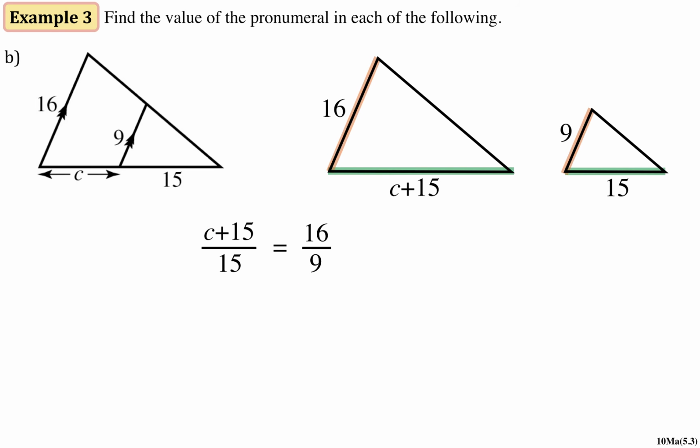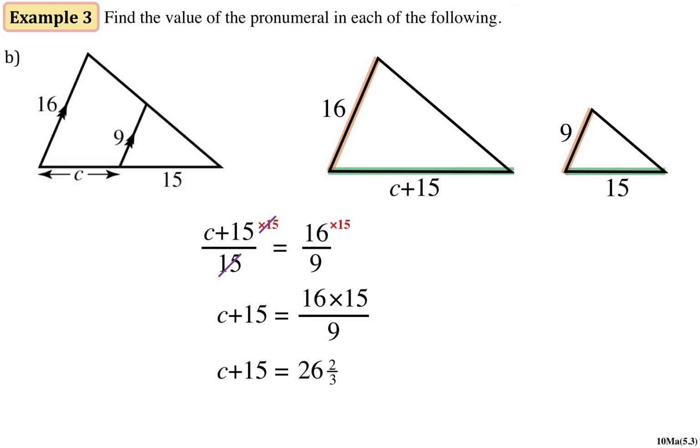I could cross multiply, and if I do that, I'll get an answer, but I'm going to choose just to times both sides by 15 initially. If I do that, the 15's cancel on the left hand side. I get C plus 15 is equal to 16 times 15 over 9. 16 times 15 over 9 can be figured out on the calculator, and it is going to be 26 2/3 if I write it as a mixed fraction.